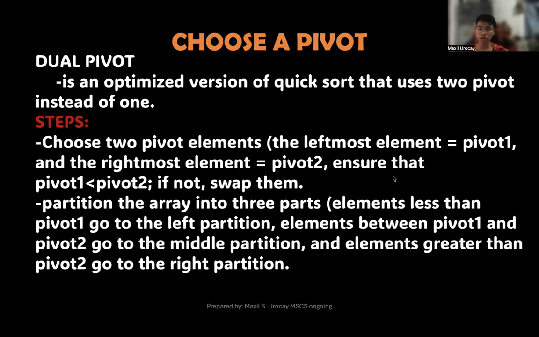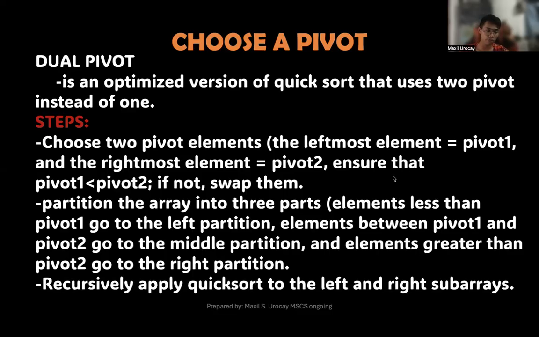You have to partition the array into 3 parts. Elements less than pivot 1 go to the left partition. Elements between pivot 1 and pivot 2 go to the middle partition. And elements greater than pivot 2 go to the right partition, as I mentioned in the video that I presented. Then recursively apply quick sort to the left and right subarrays.